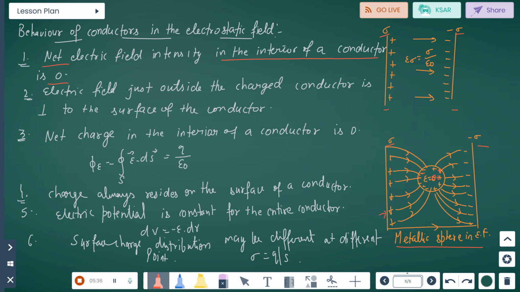Electric field just outside the charged conductor is perpendicular to the surface of the conductor. Net charge in the interior of a conductor is 0. So phi equals integral over S of E dot ds equals q upon epsilon naught. Charge always resides on the surface of a conductor. Electric potential is constant for the entire conductor, so dV equals minus E dot dr. Next, surface charge distribution may be different at different points. So sigma equals Q by S.